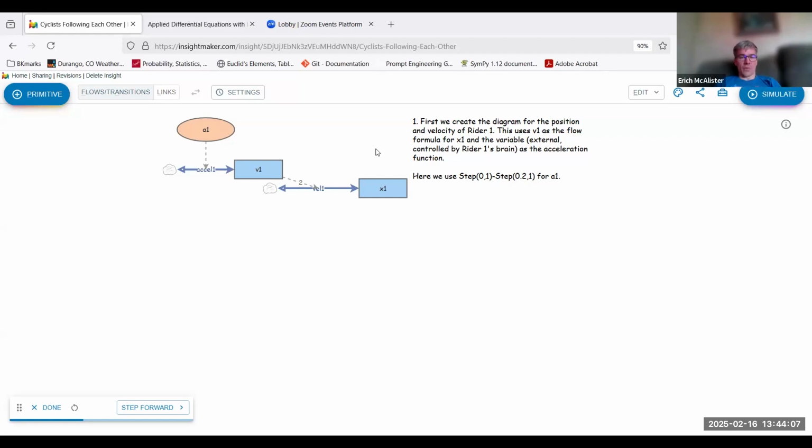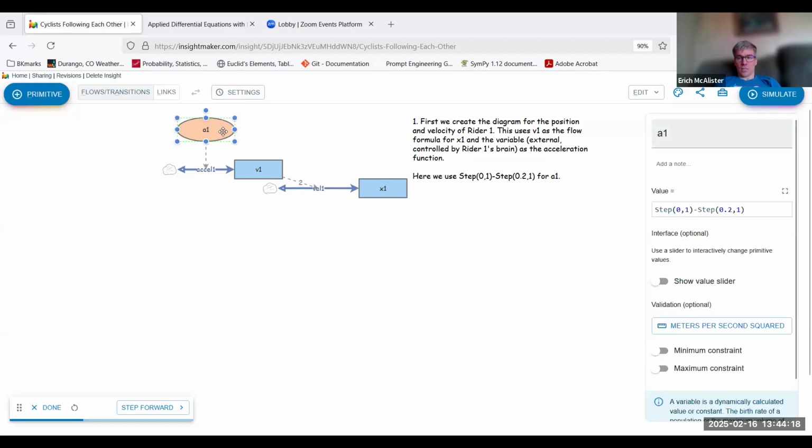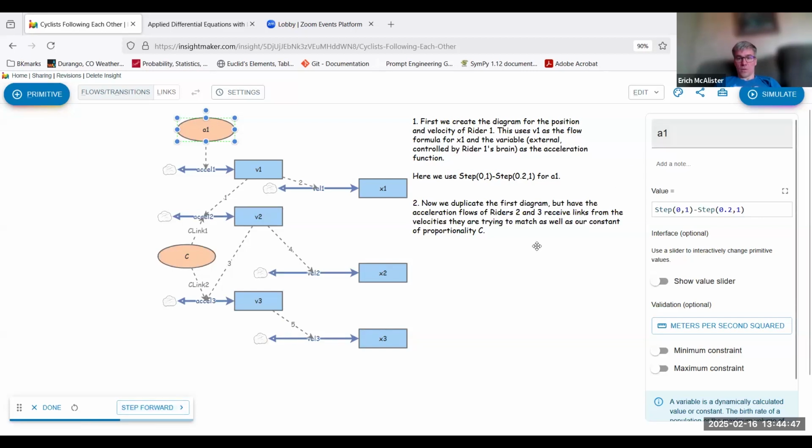Essentially we have the derivative of velocity is acceleration, the derivative of position is velocity, and the acceleration function here is step 0.1 minus step 0.2 of 1. This is how I'm building that Heaviside step function. This is the control of the first rider. Then what we can do is build a system of differential equations, essentially by duplicating the first rider.